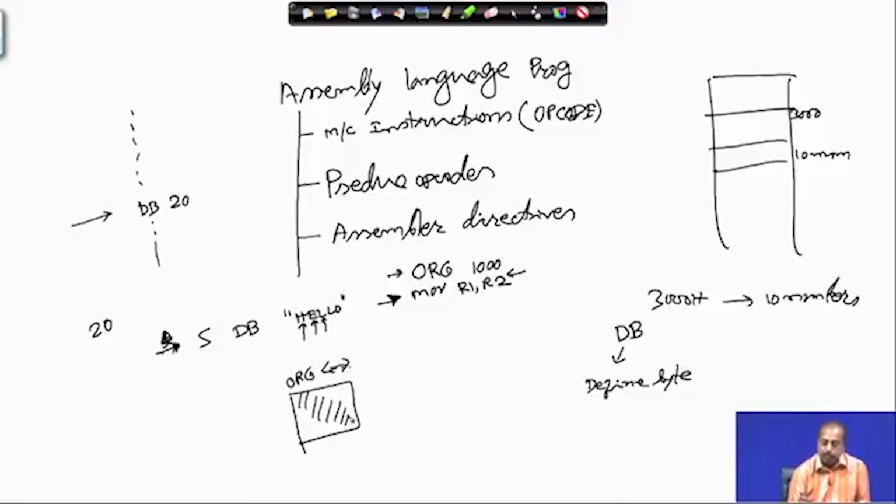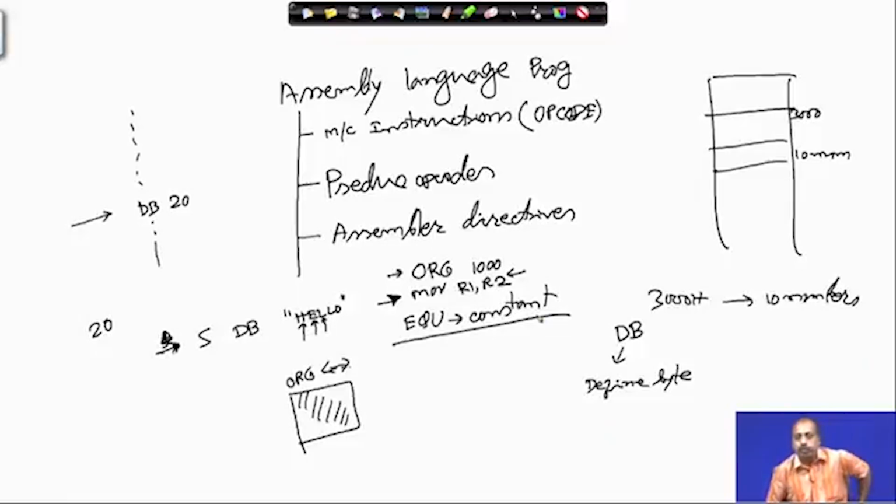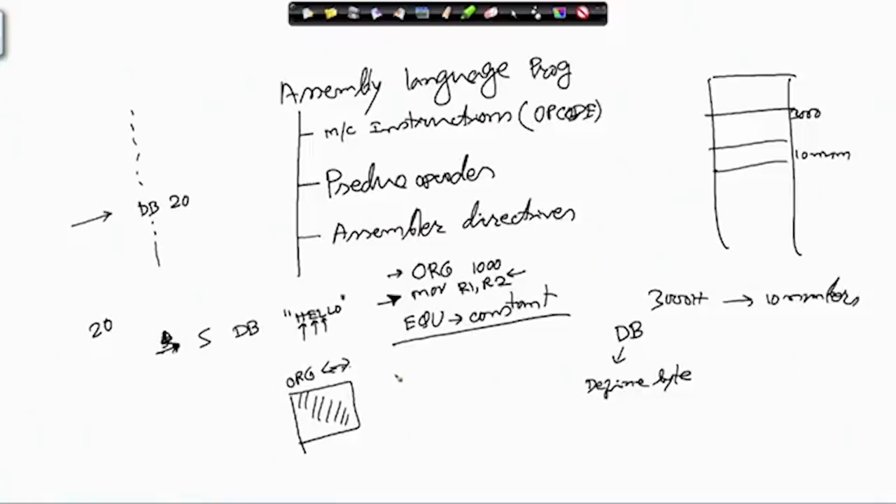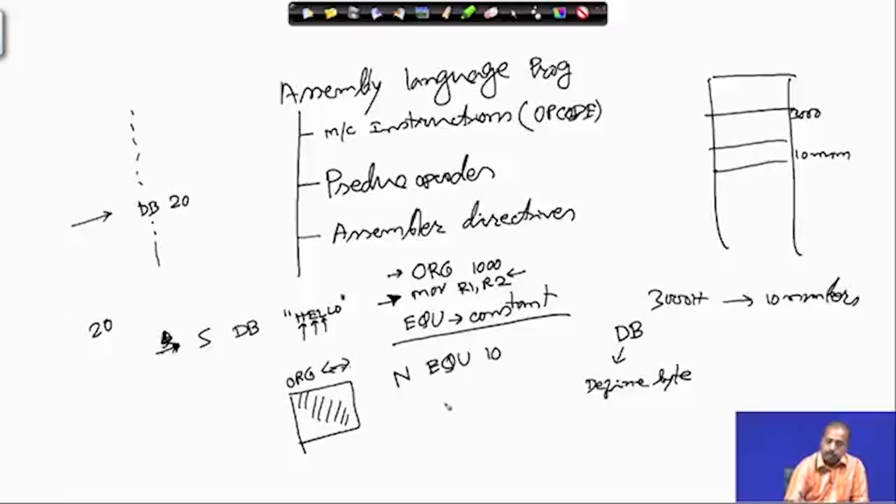One of them is ORG, another one that you have is EQU, equality. This is something like some constant definitions. In high level languages like C, C++, we write hash define x 5, so x is a constant whose value is 5. Here also you can have this EQU type of definition. Like say I can have n EQU 10, so n is a constant whose value is 10.